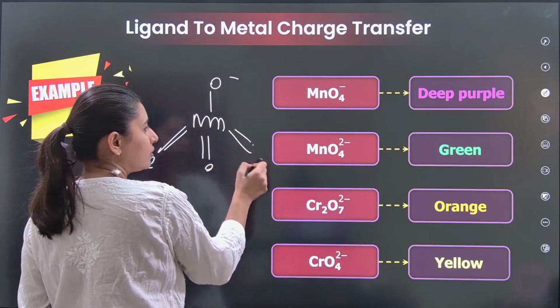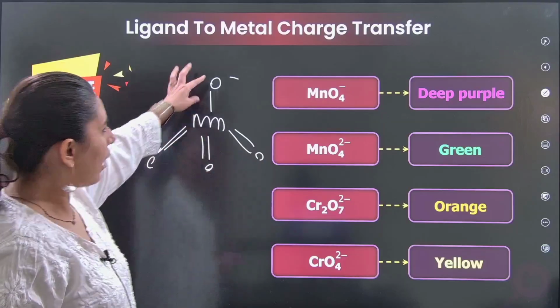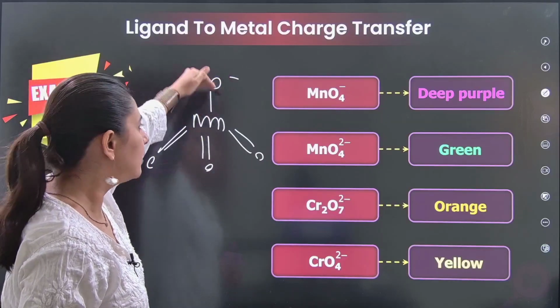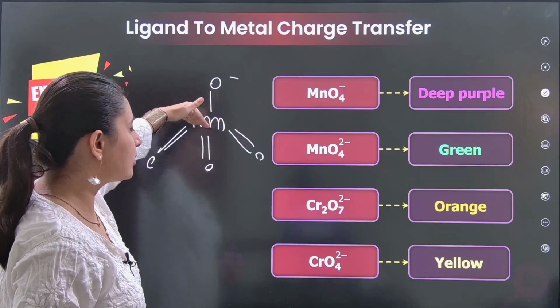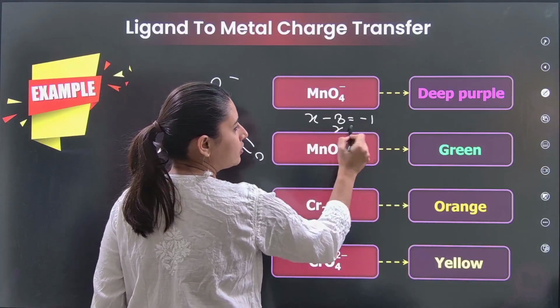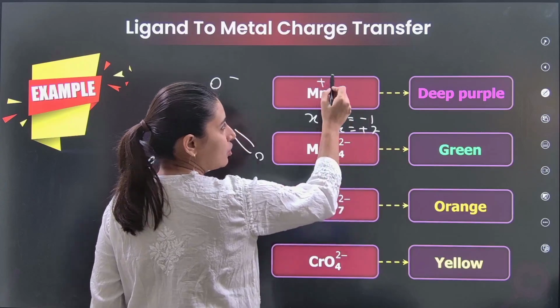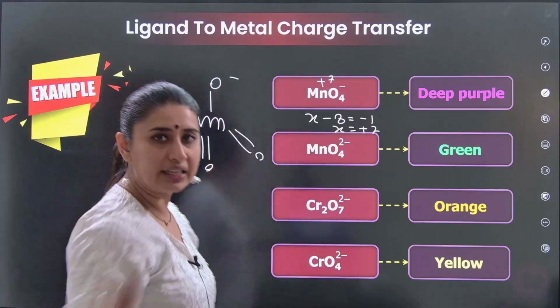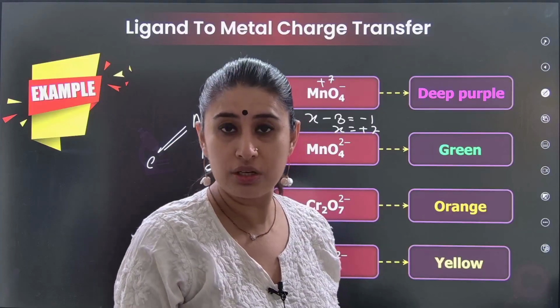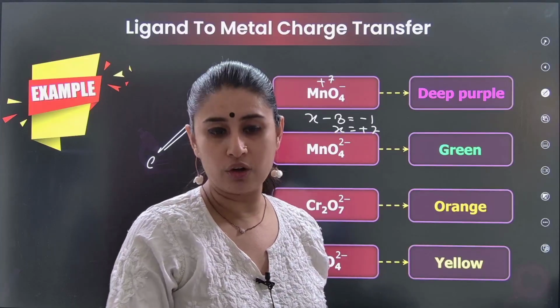This is how the structure looks. So the oxygen with the minus is providing the charge to this manganese, which is X minus 8 is equal to -1. So X is equal to +7. You can see it's not having any electron, d0 electronic configuration. The metal has a very high oxidation state.